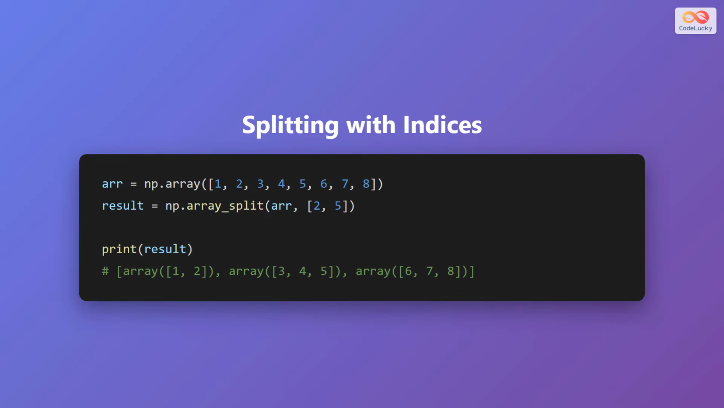You can also split at specific indices by passing a list instead of an integer. In this example, we have an array with 8 elements. By passing the list containing 2 and 5, we tell NumPy to split at index 2 and index 5. This creates 3 sections: elements before index 2, which gives us 1 and 2, elements from index 2 to 5, giving us 3, 4, and 5, and elements after index 5, which are 6, 7, and 8.